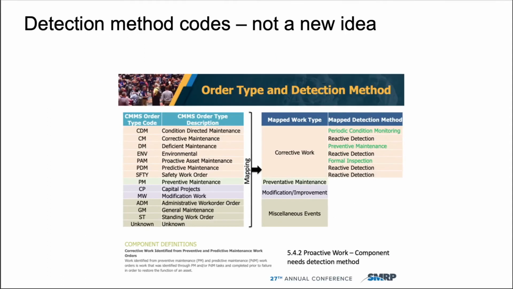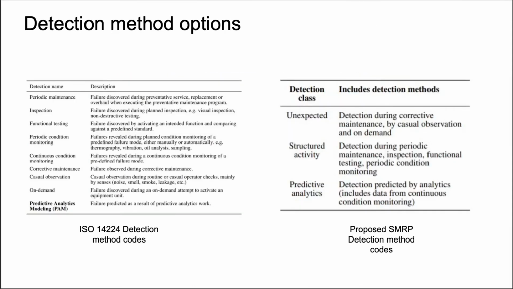Before you roll your eyes and think this is all too difficult, please bear with us. The solution we propose is in the collection of one piece of data on the work notification. We call this the detection method. Please note this is not a new idea to SMRP, as you will note from the slide here presented by Sarah in 2019. The use of detection method codes in some sectors, such as in oil and gas, is well established, and we show the table here on the left of the much used ISO 14224 standard, but with our proposed addition of a PAM detection method down the bottom in bold.